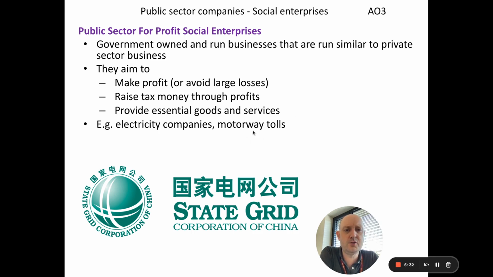Another example might be motorway tolls. So in some countries, such as France, for example, to use the motorways, you have to pay a fee, a toll, in order to use the motorways. So again, this is an example of a public sector for-profit social enterprise. And in this situation, they're trying to provide an essential good or service. I guess, is a motorway essential? Well, let's just assume it is.